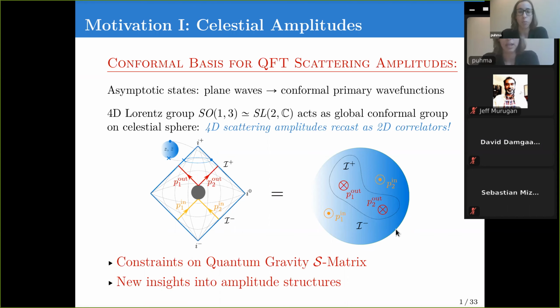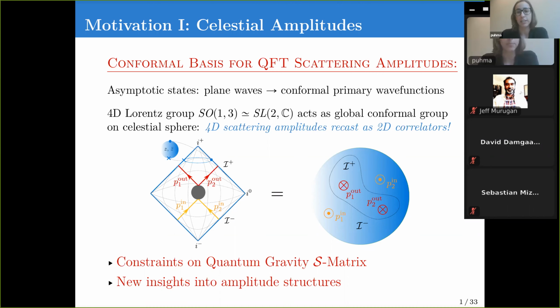Now, one motivation for studying scattering amplitudes in this new basis that makes these conformal properties manifest is that they could provide powerful constraints on the quantum gravity S matrix when recasting this basis. And we already have some examples of that in the form of factorization theorems. Another motivation is that by recasting scattering amplitudes in a different basis, we might get new insight into certain fundamental structures of amplitudes, such as, for example, the double copy, which I will talk about in detail.